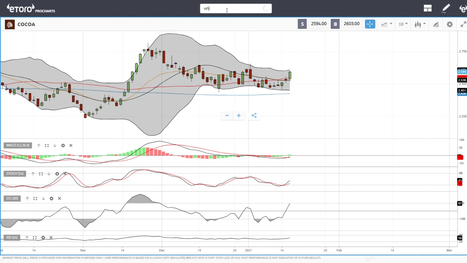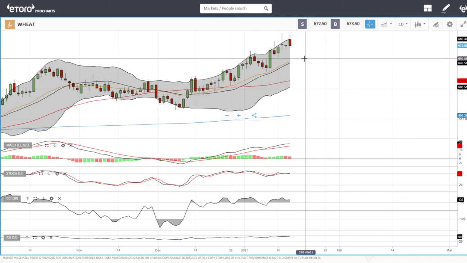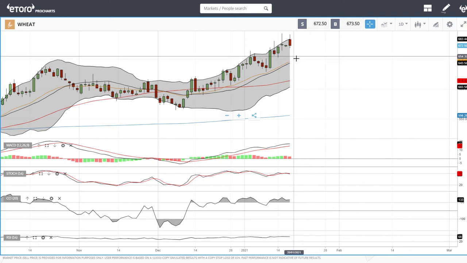So let's look at wheat. So we have started our breakdown. We rallied above the Bollinger Band here, and now we're trading way down here at 672, and we are heading most likely towards 650. That's around this area here, just at the 20 exponential moving average, and that is going to be the buy-in for this market. Technical indicators are turning around.